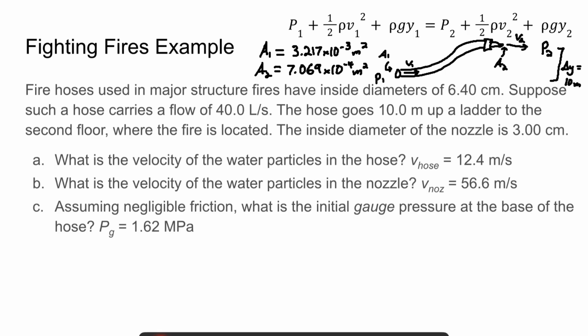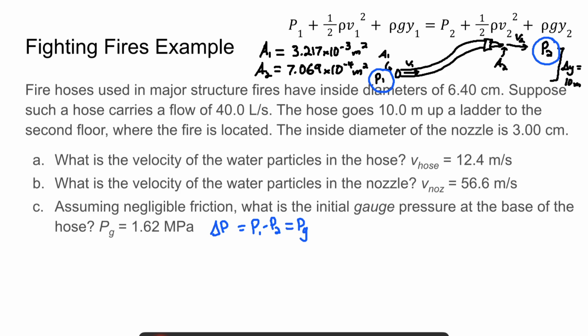Okay, so now let's find the initial gauge pressure at the base of the hose. Really, we want to find the pressure at the base of the hose, which is P1, and we want to find the difference between that and the external pressure. So what we're looking for is P1 minus P2, or otherwise our delta P, and that should all equal our gauge pressure.